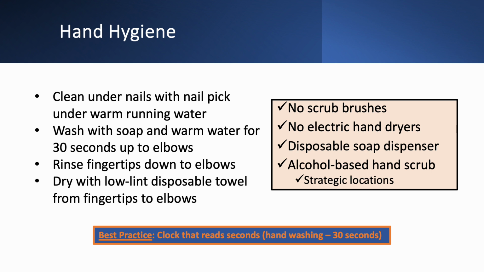As it pertains to hand hygiene, we need to clean under our fingernails with a nail pick under warm running water. We need to wash our hands with soap and warm water for 30 seconds up to our elbows and rinse from our fingertips down to our elbows. And we also need to use a low-lint disposable towel to dry from fingertips to elbows. When we wash our hands for 30 seconds, we need to ensure that we watch a clock to track that 30 seconds. Remember, no scrub brushes, no electric dryers, and soap dispensers may not be refillable. And also alcohol hand scrub dispensers must be placed at strategic locations.